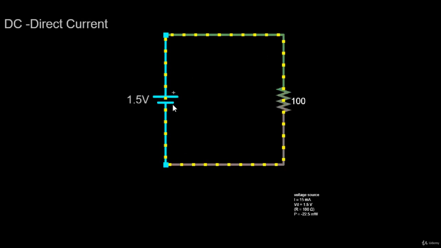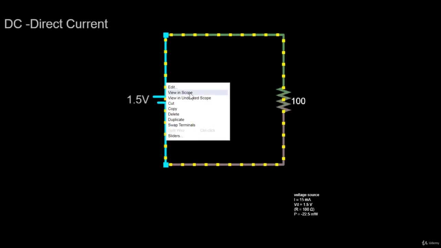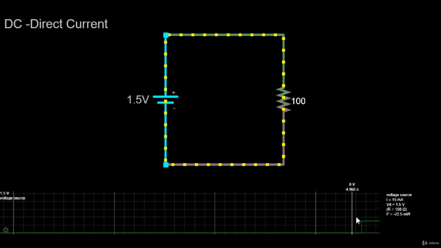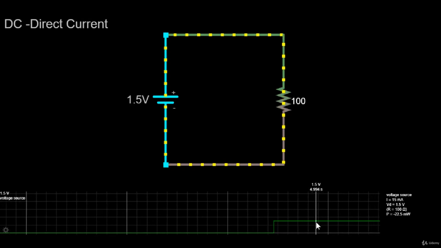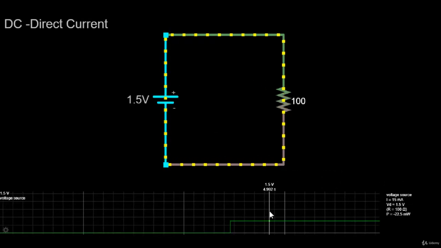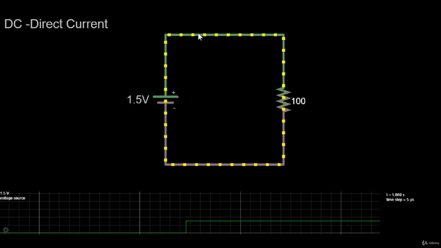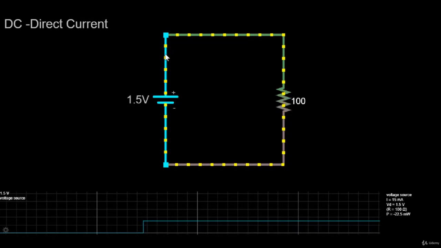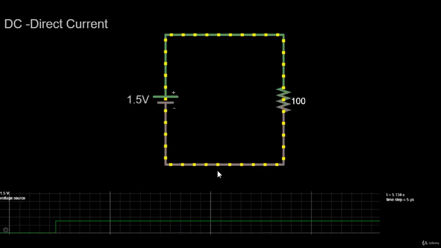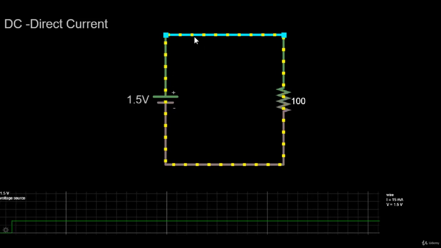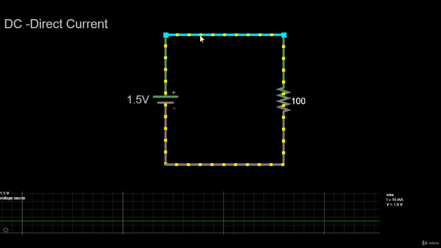Now, if we want to visualize the shape of the output voltage at a certain point in the circuit, so let's see the voltage that our voltage source outputs, just right click on it and click View in Scope. So as you can see, our voltage source outputs a simple constant voltage of 1.5 volts. This unchanging positive DC voltage causes an electrical current to flow in one direction. I know we didn't talk about current yet, we will discuss it in more detail in the next course, but for now let's just focus on the direction of these tiny yellow dots that represent the current.